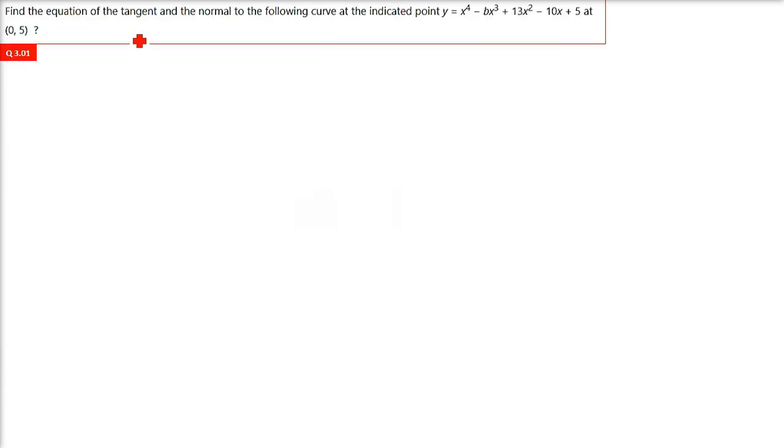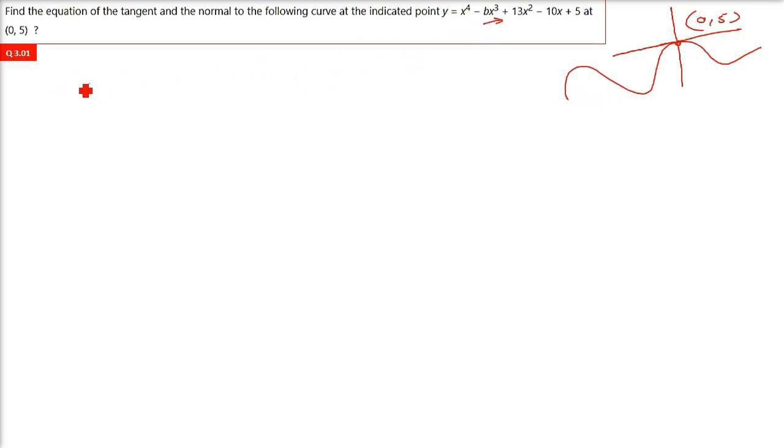Find the equation of the tangent and the normal to the following curve at the indicated point. So you have this equation, and we have 0 and 5. x1 and y1 is also given, but both normal and tangent have to be found out. That is, this is a curve. We are drawing a tangent, then a perpendicular to the tangent is nothing but the normal. And the point given is 0 and 5. The first thing is we will differentiate it.